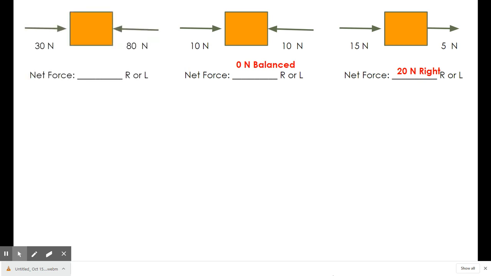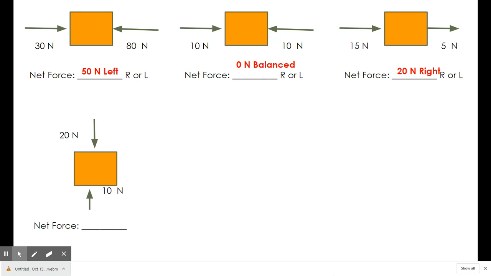Another one. We have 30 newtons of force trying to push the box to the right, and we have 80 newtons of force trying to push the box to the left. Who is stronger? Of course, 80 newtons of force is stronger than 30 newtons of force. Since they are not working together, we're going to have to subtract. 80 minus 30 gives us 50. And since the 80 newtons was stronger to begin with and moving to the left, we know the box will move to the left.